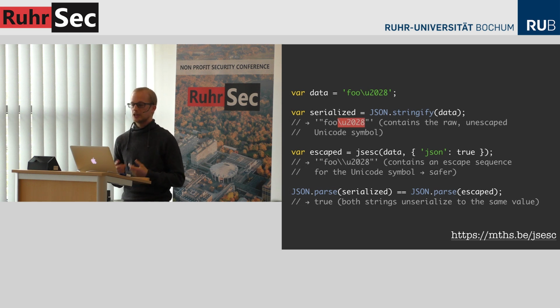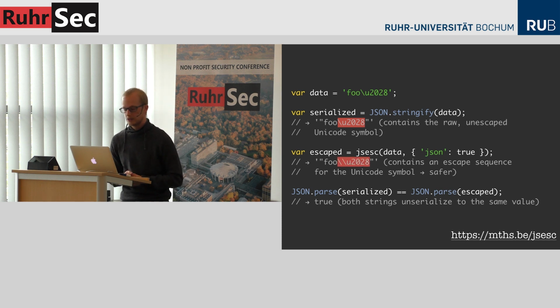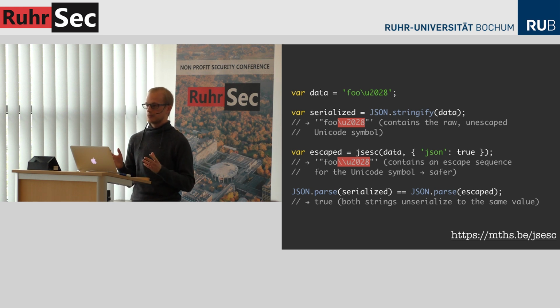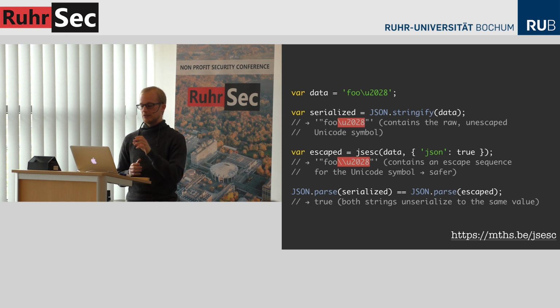So instead of using JSON.stringify, which would lead to strings that contain the raw, unescaped Unicode symbols, which could lead to these errors, you just use jsesc with the JSON option set to true, and that way all these non-ASCII symbols that are special will be represented by an escape sequence in the data. So when you JSON.parse the serialized results, the results will exactly be the same. So it will unserialize to exactly the same data, but it's just that the serialized representation is much safer this way.